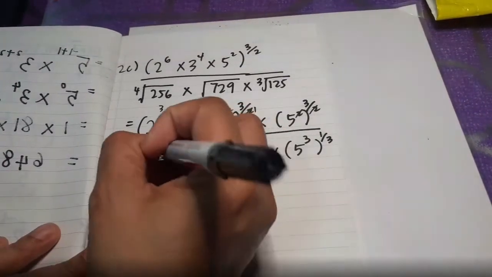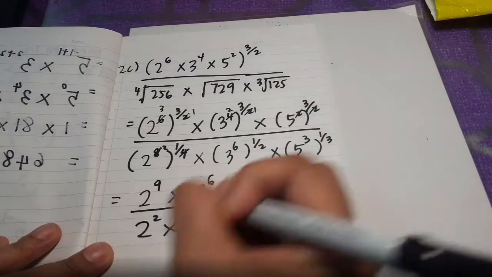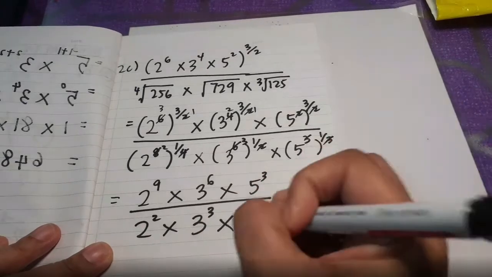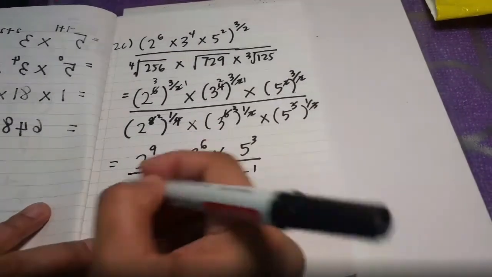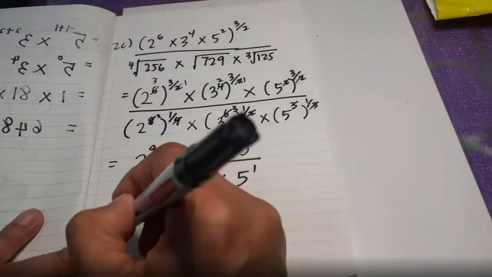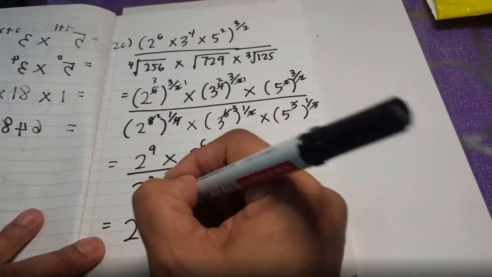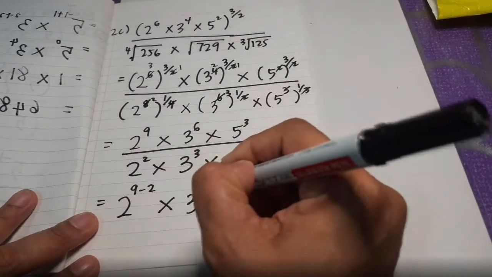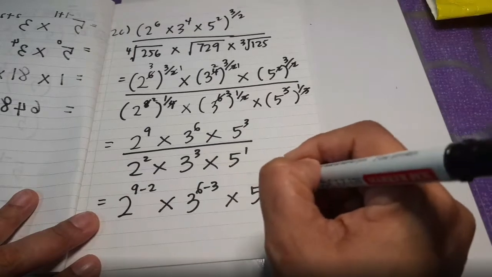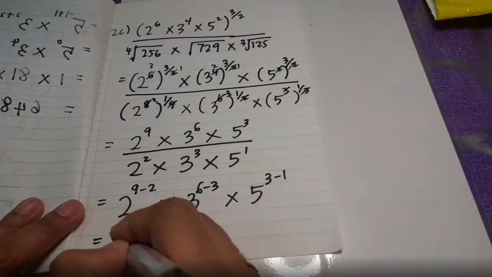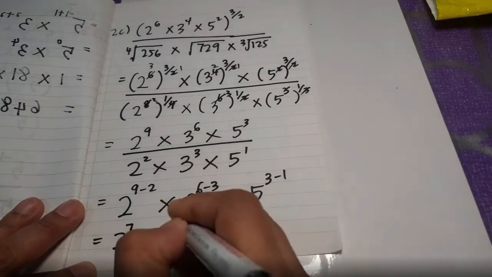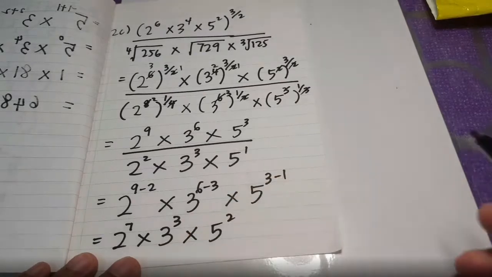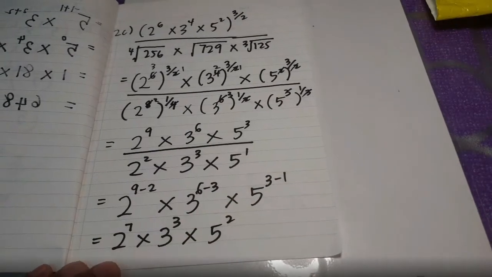Over, this is 2 power of 2, multiply 3 power of 3, multiply 5 power of 1. So final answer, 2 power of 9 minus 2, okay, because division, multiply 3 power of 6 minus 3, multiply 5 power of 3 minus 1. So you get 2 power of 7, multiply 3 power of 3, multiply 5 power of 2. Okay, so next.